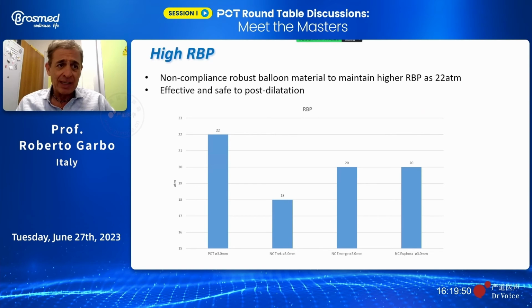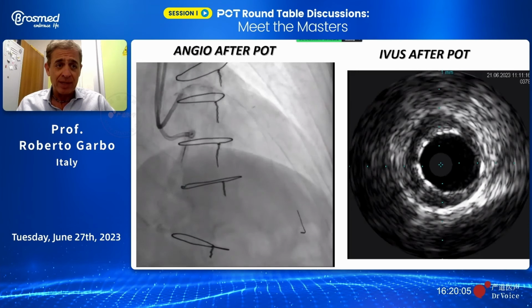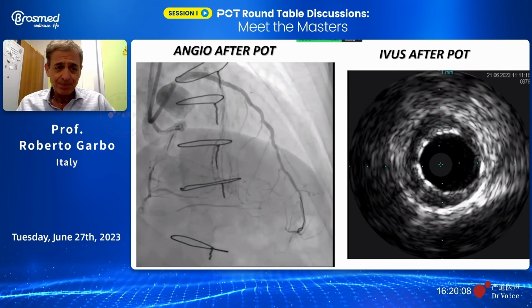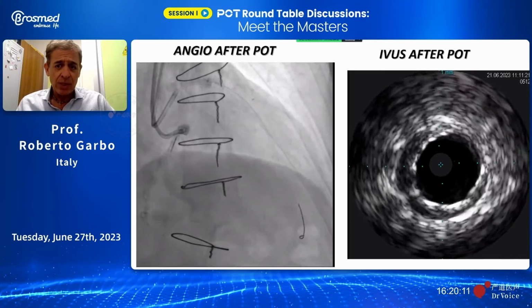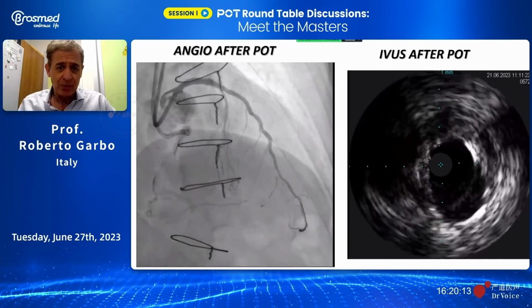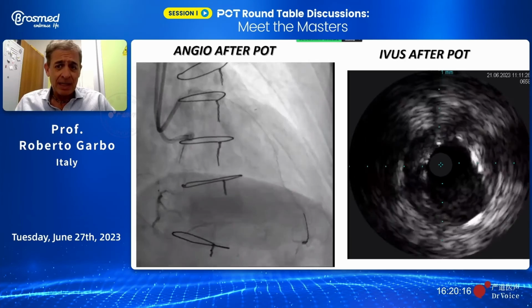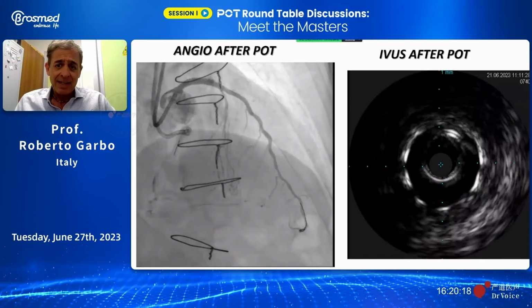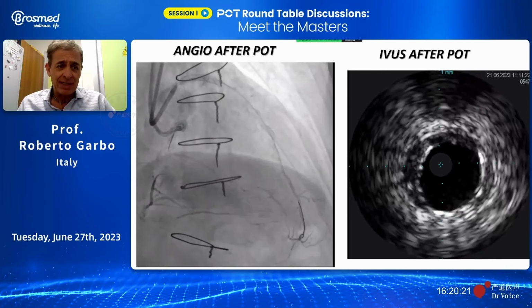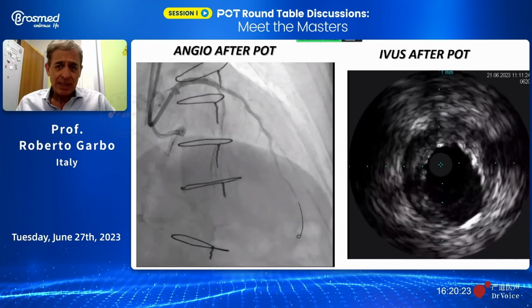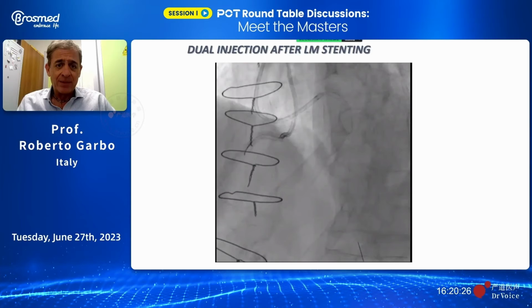And then for the IRBP, with respect to the other non-compliant balloon, I've seen that I have more force, very good force inside of the stent to post-dilate, and no deformation of the device. This is the angio after the post-dilatation with 4.0, and this is the IVUS, very good IVUS, even in a calcified post-CABG patient.